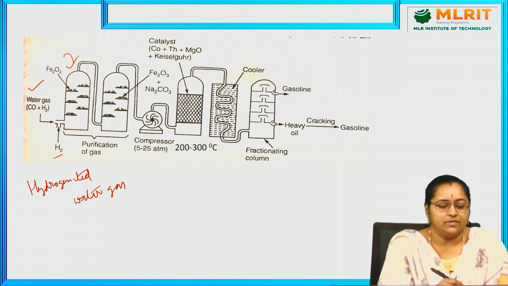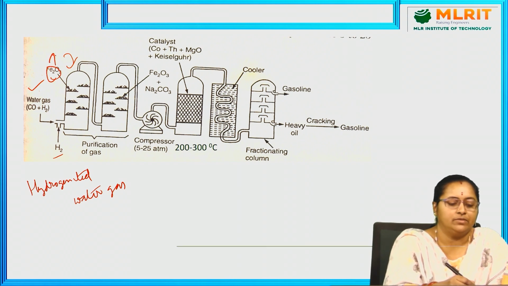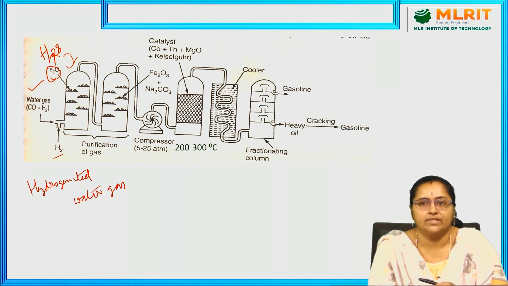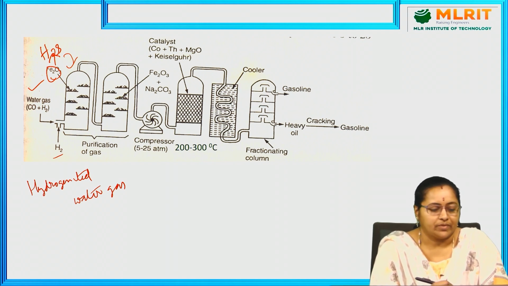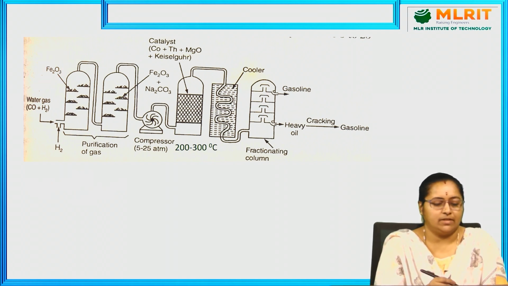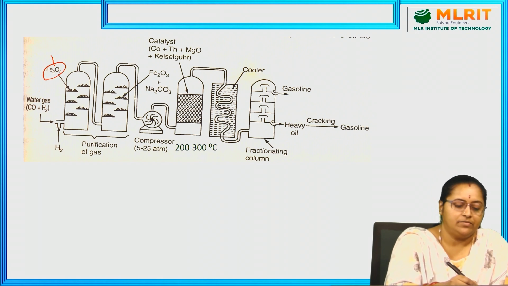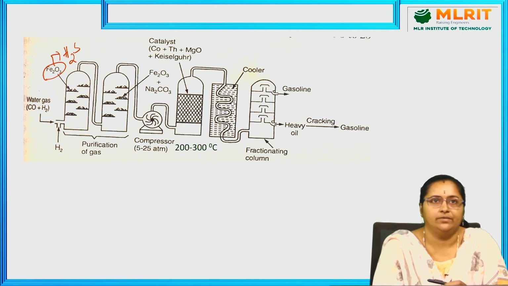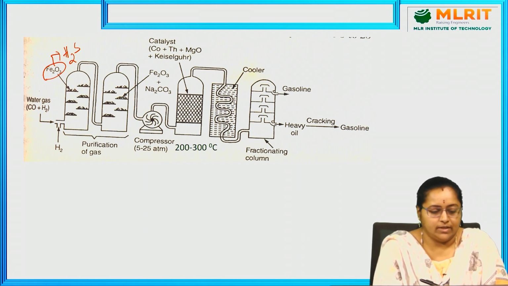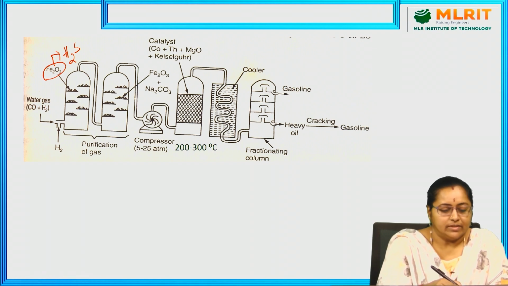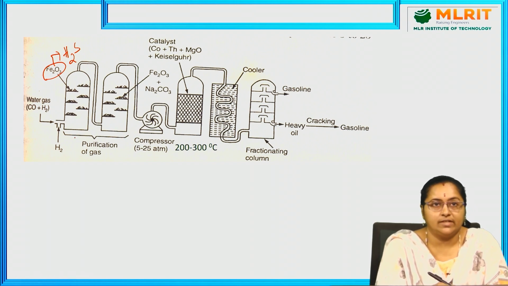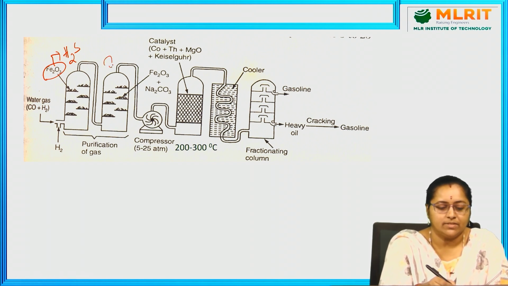What is there in the first chamber? Fe2O3. This Fe2O3 is meant for removing the sulfur content present in the form of hydrogen sulfide, that is H2S. So there it gets totally removed. Then the entire hydrogenated water gas is allowed to pass into the second chamber.